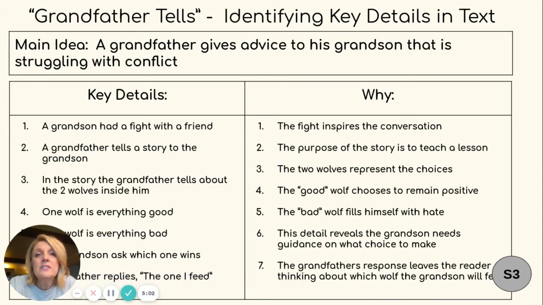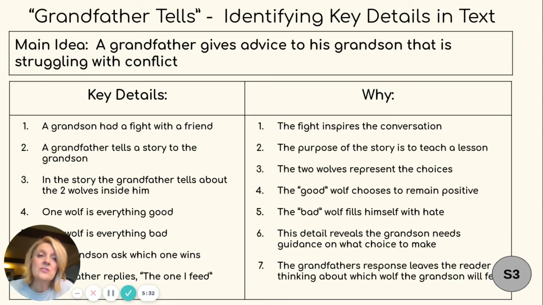If we wanted to summarize what the grandfather is saying, what we have to do is look at the key details. So the key details were, first of all, a grandson came to his granddad. He had had a fight with a friend. So why does the author put this information in this passage? He puts it in there because the fight inspires the whole conversation. The second detail is that the grandfather tells a story to the grandson, and the purpose of his story is to teach the grandson a lesson.